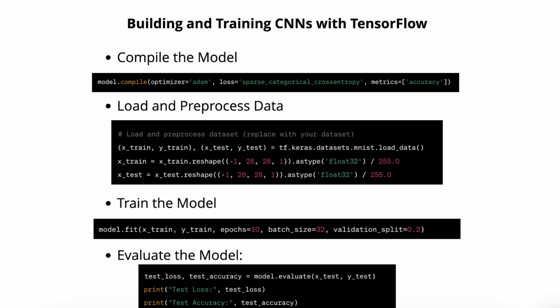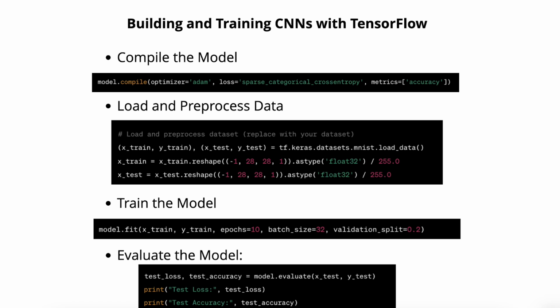Lastly, evaluating the model. Evaluating the model's performance on a separate test data set to assess its accuracy and generalization. So I say test loss, test accuracy tuple, which I can get from model.evaluate x_test, y_test, and then I can print the test loss and test accuracy.